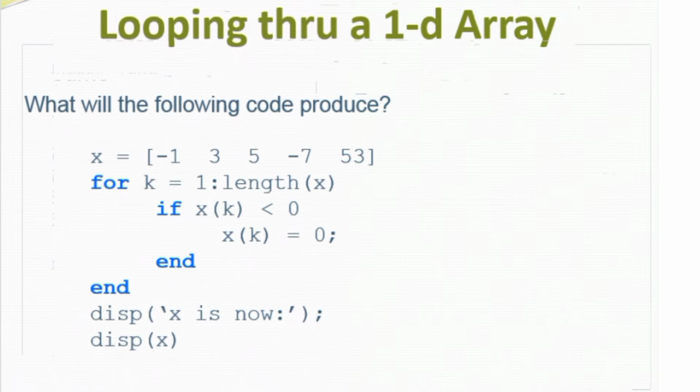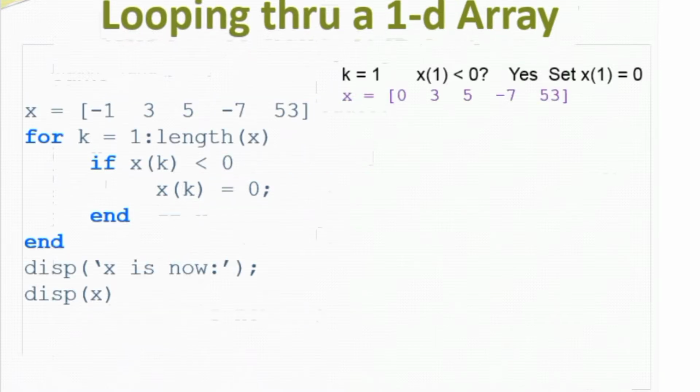After that, I have a conditional statement. Now, you guys have already seen loops. You've already seen conditional statements. The only thing that's new here is this indexing into a vector. So let's see what happens. So we're going to walk through this.